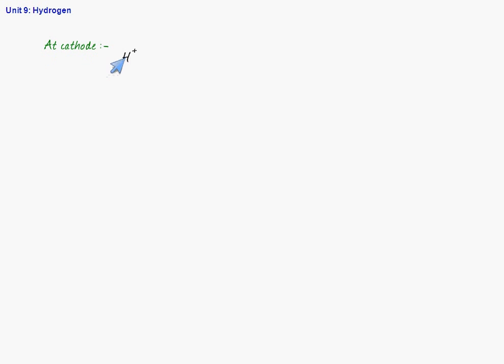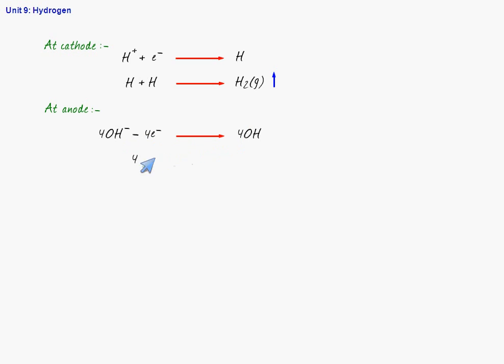H plus accepts one electron to give hydrogen. This is a primary change, and this hydrogen plus hydrogen gives H2 gas. So you must understand that hydrogen gas is liberated at the cathode. Now at the anode oxidation takes place. You have already done oxidation and reduction reactions in redox reactions. Now 4OH minus loses 4 electrons, then it gives 4OH, and this 4OH will give you 2H2O liquid plus O2 gas.